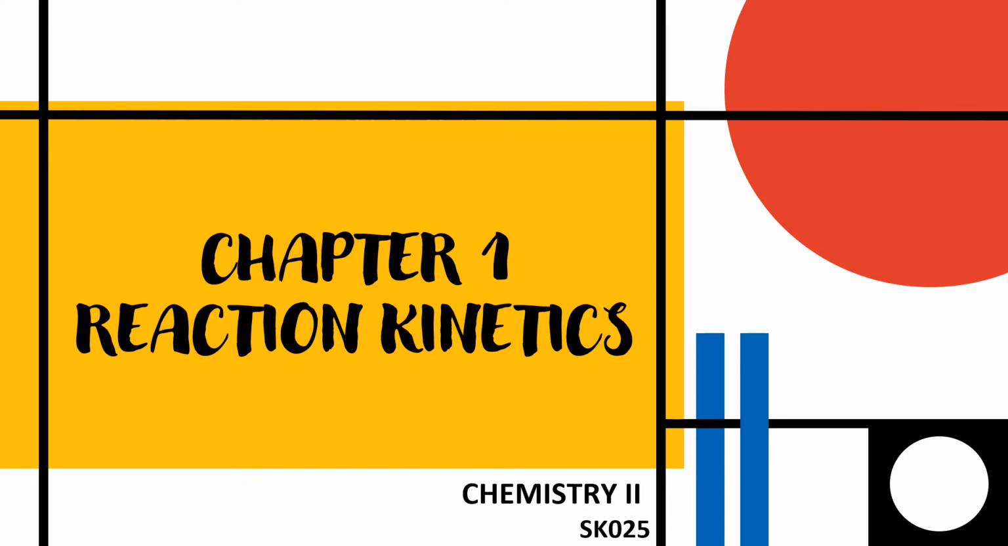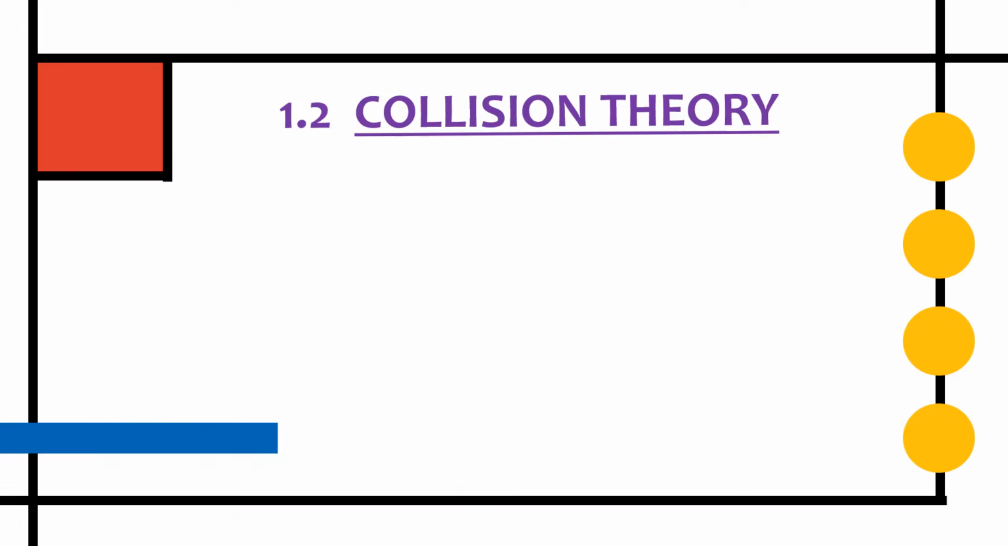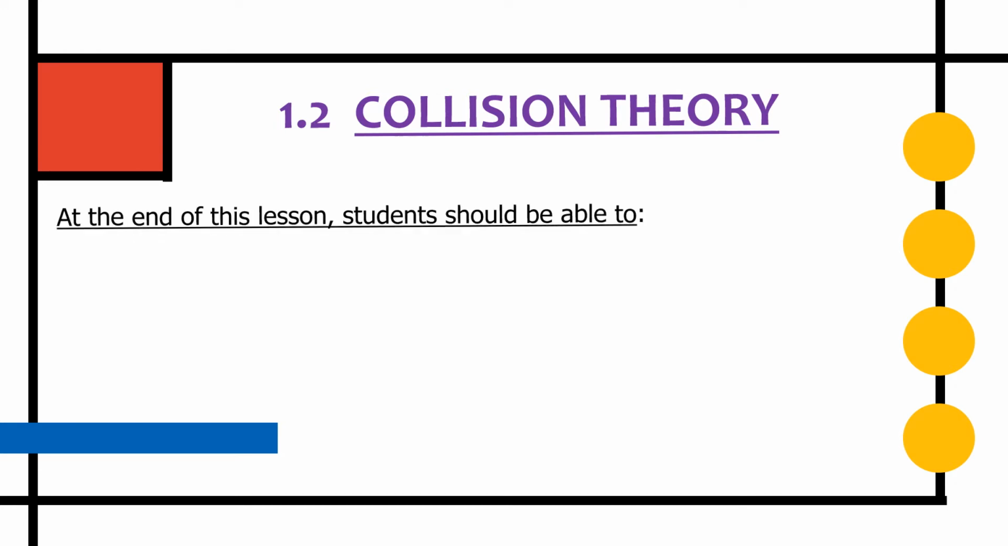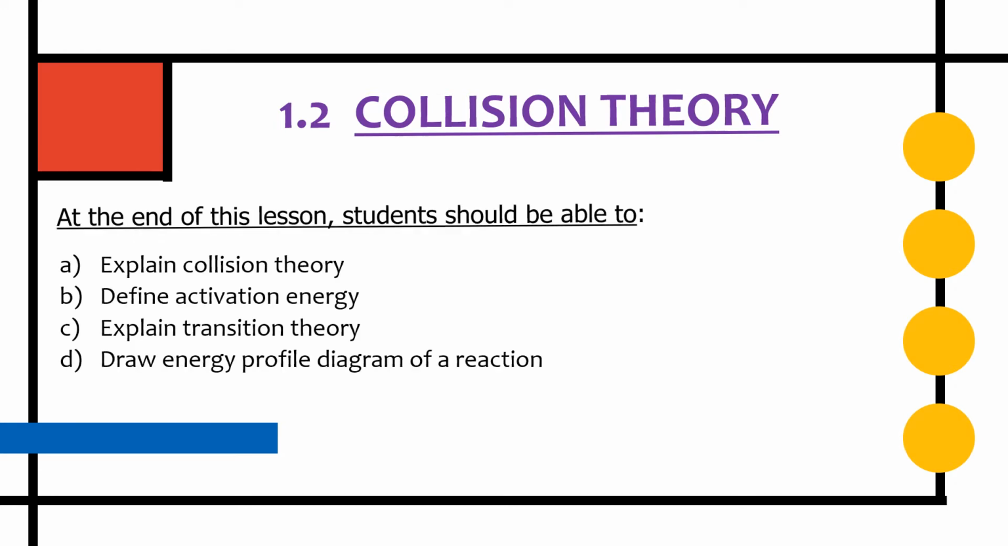We are still in chapter 1, reaction kinetics, but for this video, we're going to enter a new subtopic: 1.2, collision theory. At the end of this lesson, you should be able to: A. Explain collision theory, B. Define activation energy, C. Explain transition state theory, and D. Lastly, draw an energy profile diagram of a reaction. Now, let's take a look at what we have today.